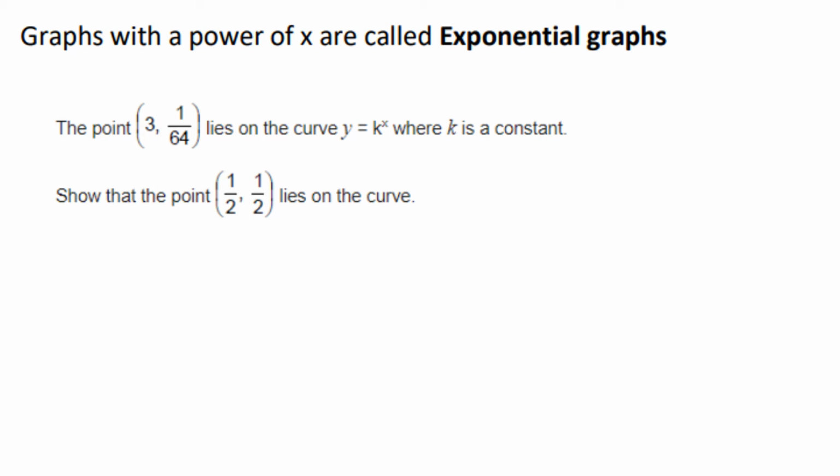Okay, so this was an end of paper question, and what we've got to recognize is that if we have values for x and y, we can substitute them into an equation and they should be true, because if it says it's on the curve, that means that x is 3 and y equals 1/64 works in this equation. So let's try that. If we use x equals 3 and y equals 1/64, then we can say y equals k to the x. We could say that 1/64 equals k cubed.